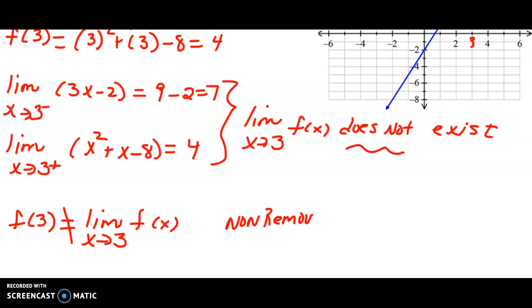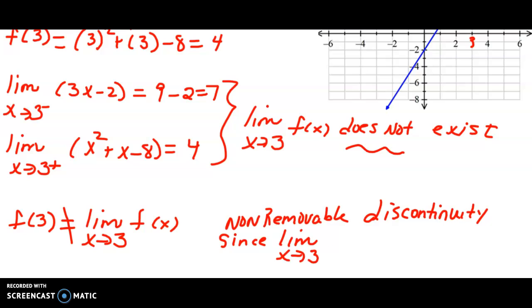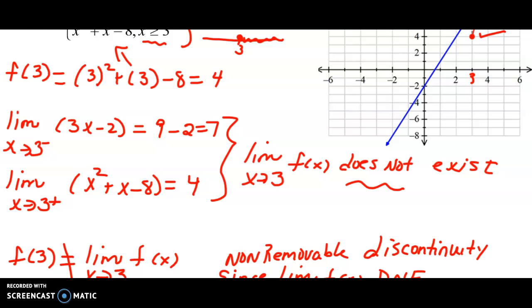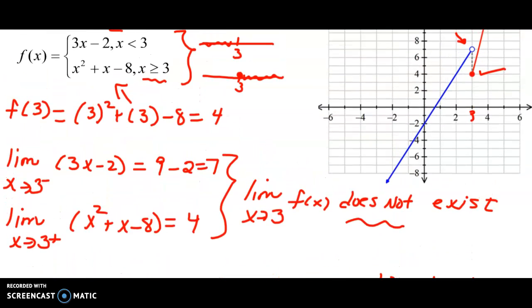non-removable discontinuity. And it's because the limit doesn't exist. Since the limit as x approaches 3 does not exist. And again, non-removable is just the type of discontinuity it is.